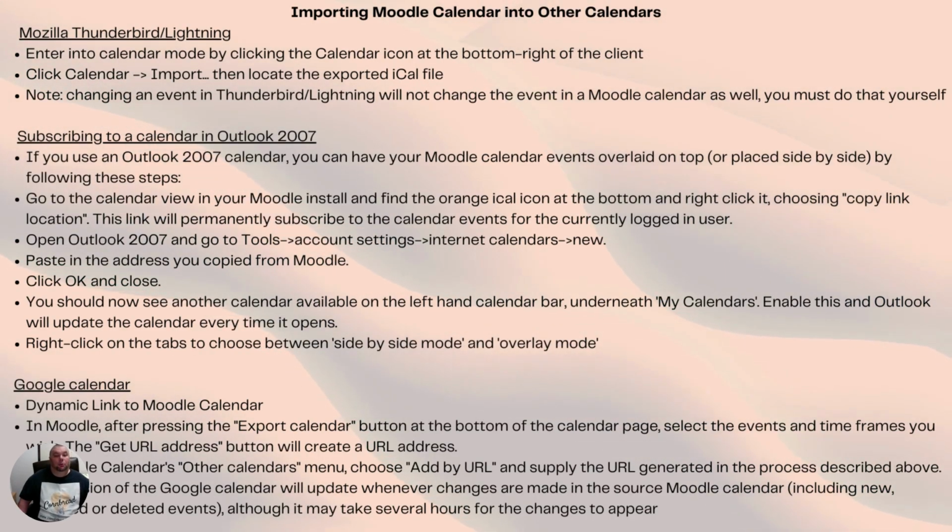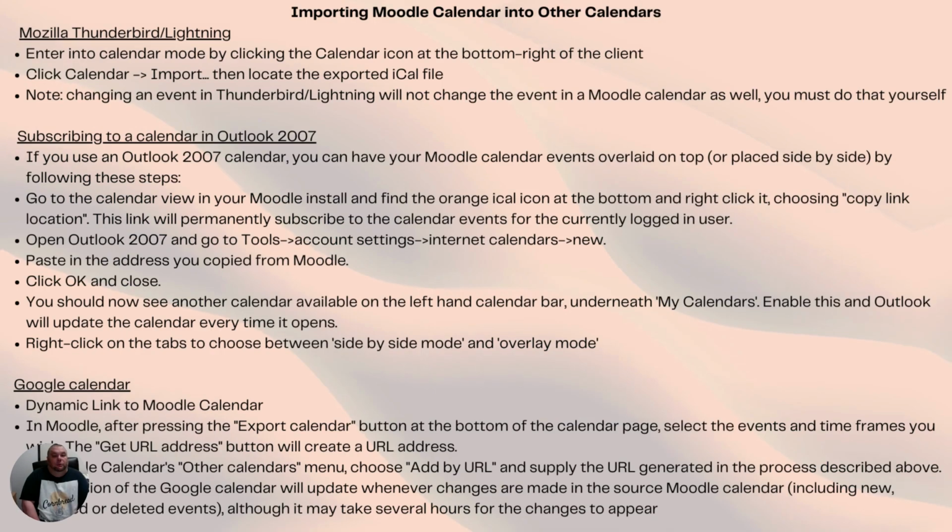You can also import the Moodle Calendar into other calendars. For example, you can import the Moodle Calendar into Mozilla Thunderbird Lightning. You can do this by entering the calendar mode by clicking the calendar icon at the bottom right of the client. You click the calendar import, then locate the exported iCal file. Note, changing an event in Thunderbird Lightning will not change the event in the Moodle calendar as well. You must do that yourself.